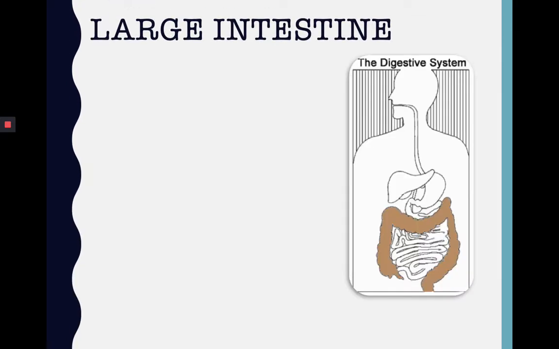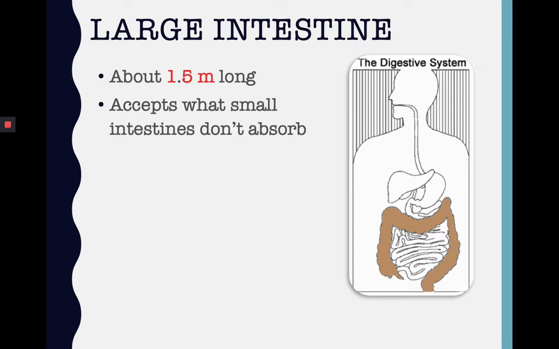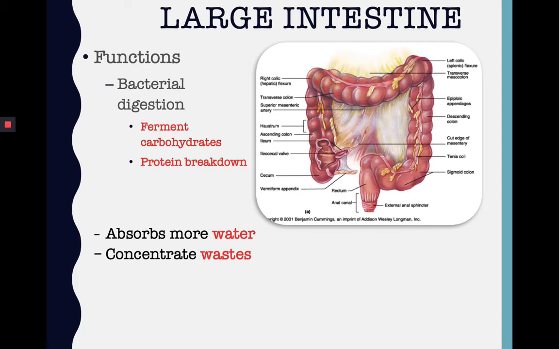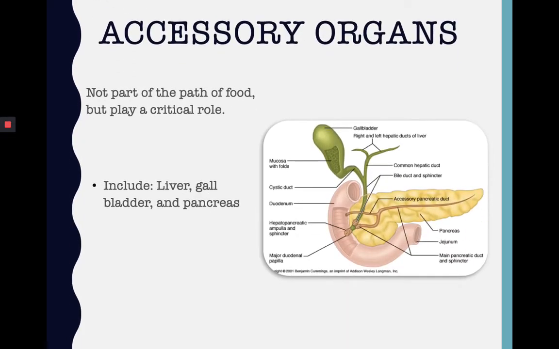The large intestine, as you see, is about 1.5 meters long, and it absorbs what the small intestine cannot absorb. Water absorption mostly happens in the large intestine, and the rectum is a short-term holder of the feces before they are expelled. The function of the large intestine is to absorb more water and concentrate waste. So here, mostly water absorption and concentration happens. Then through the rectum, all the feces go out.